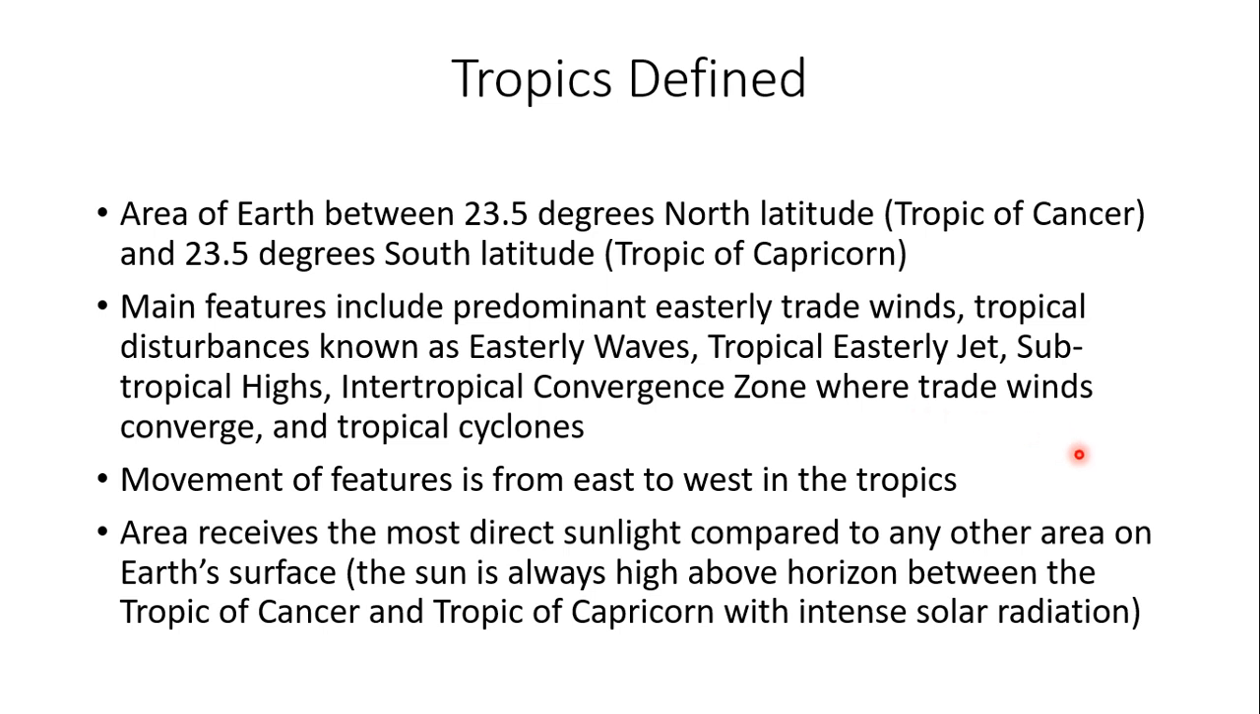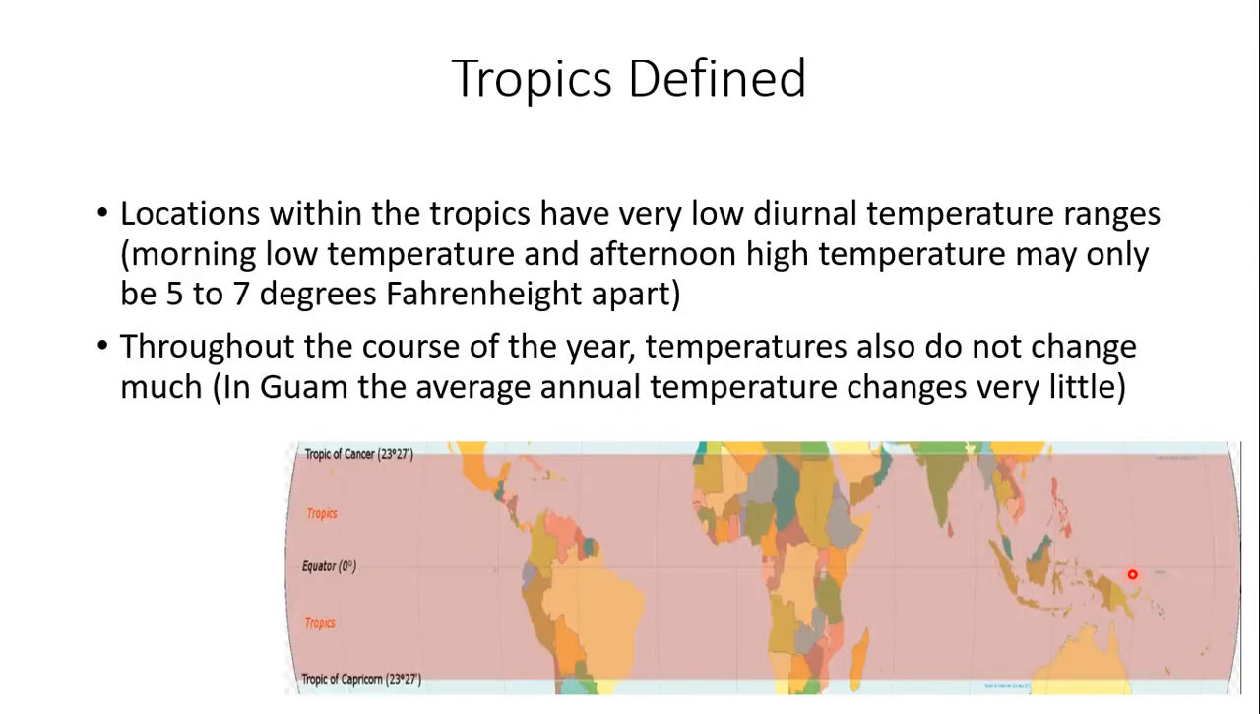The movement of the features, generally in the tropics, is from east to west as those easterly trade winds push along the disturbances. Don't forget, this area of Earth receives the most direct sunlight. The sun is overhead throughout the course of the year as the sun makes its annual journey between the Tropic of Cancer and Tropic of Capricorn. Very intense incoming solar radiation reaching the surface. We showed how some of the cities within the tropics generally have lower diurnal or daily temperature ranges, as well as very small annual temperature changes throughout the course of the year.